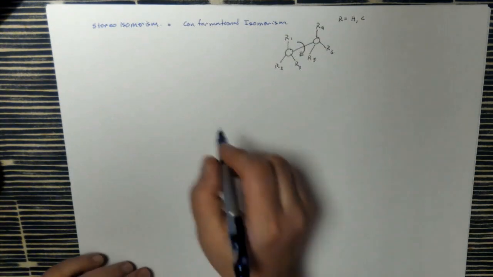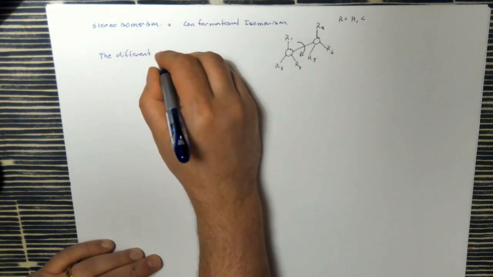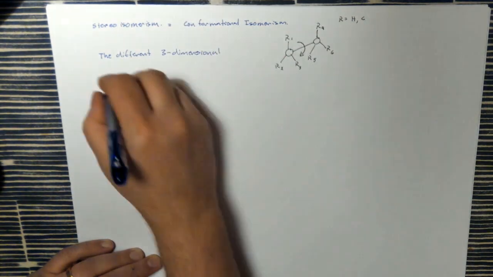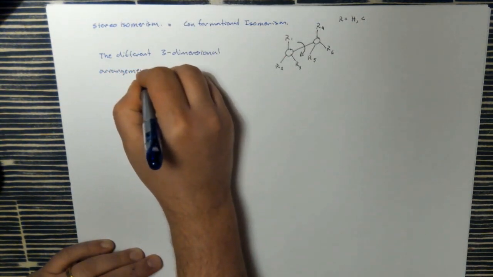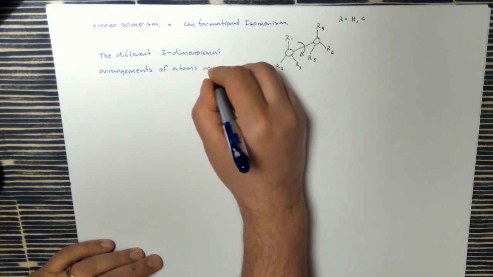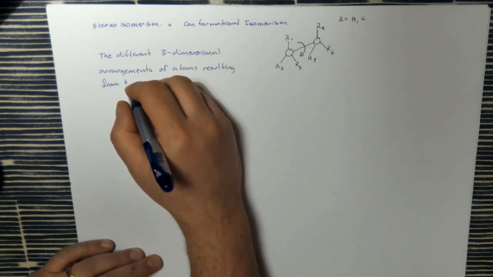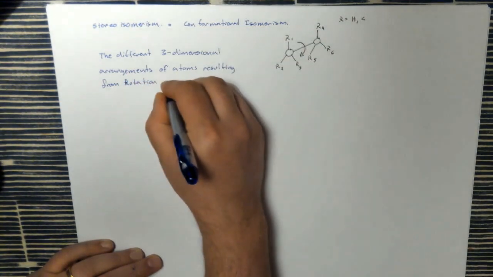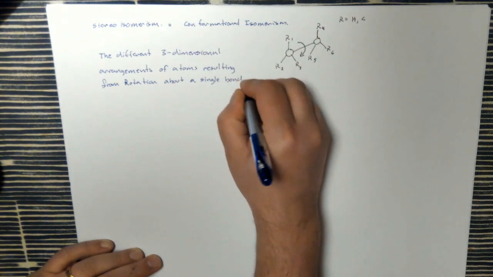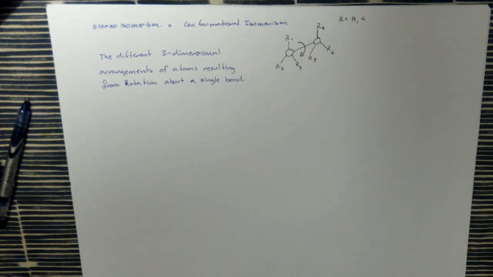And so the definition then is the different three-dimensional arrangements of atoms resulting from rotation about a single bond. And that may not seem like such a big deal, but it can have quite a significant effect in some cases.